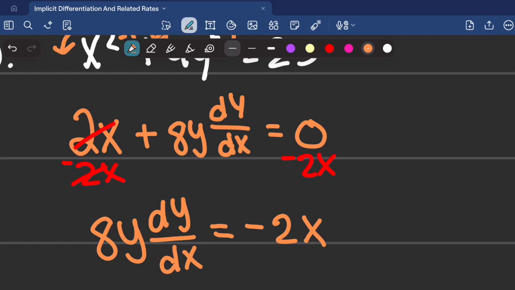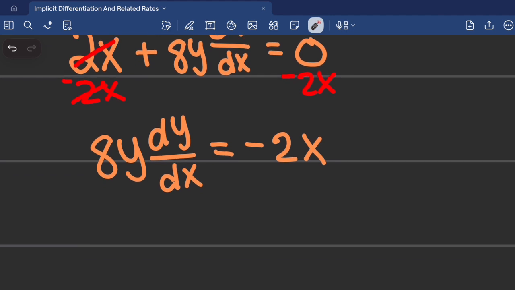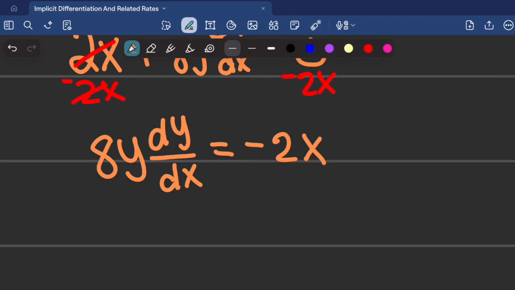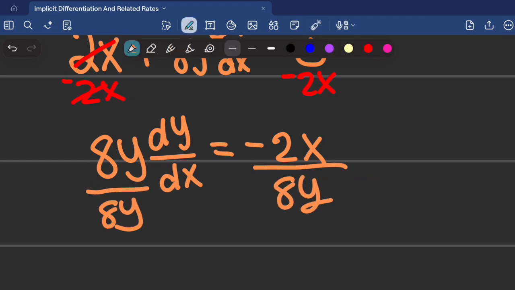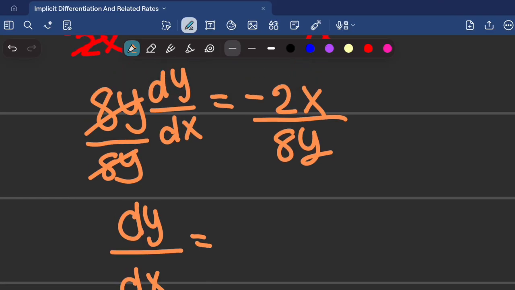Now remember, think of dy over dx as a variable, kind of like an x value essentially. And so what would you do to isolate this variable? How do we get just dy over dx by itself? Well, we would have to do algebra, right? So inverse operations. We have to divide both sides by 8y. So let's go ahead and do that. We'll divide on both sides, so this will cancel. And I am left with dy over dx, which is what we are looking for. Negative 2x over 8y.